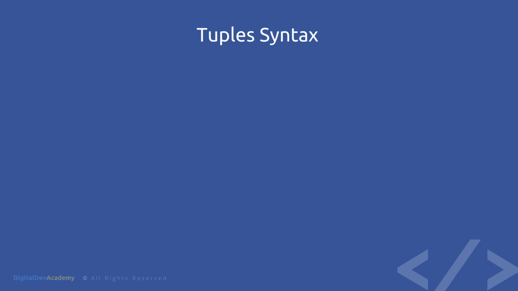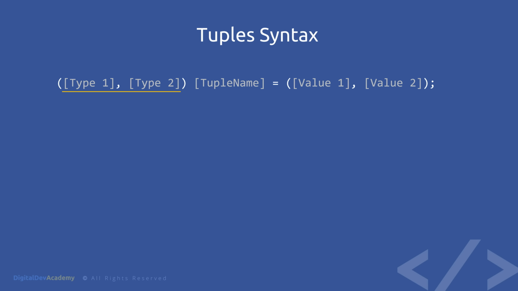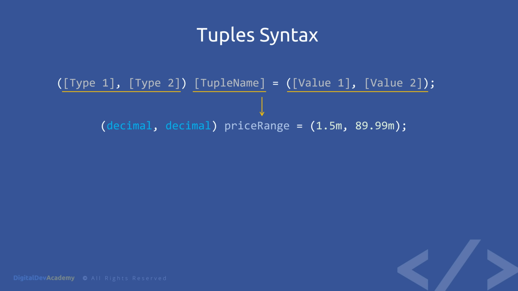Now let's talk tuple syntax. Quick disclaimer, there is a legacy syntax that's more verbose, but it's not worth covering. Instead, I will be focusing on the modern shorthand version. You start with parentheses listing your tuple types inside. Then comes your tuple name. Then an assignment to give it an actual value. Here is a real example, a tuple named price range holding two decimal values.